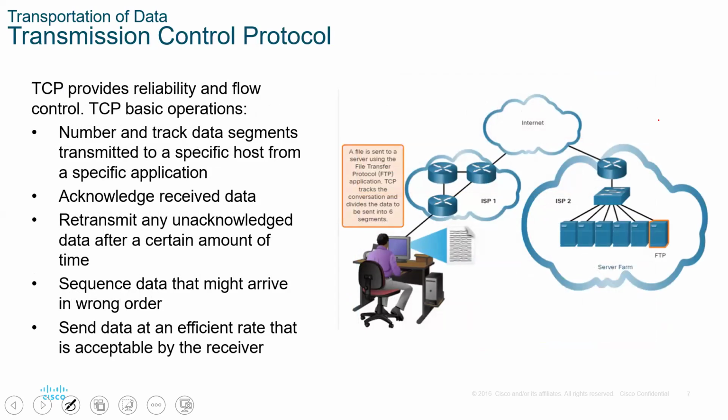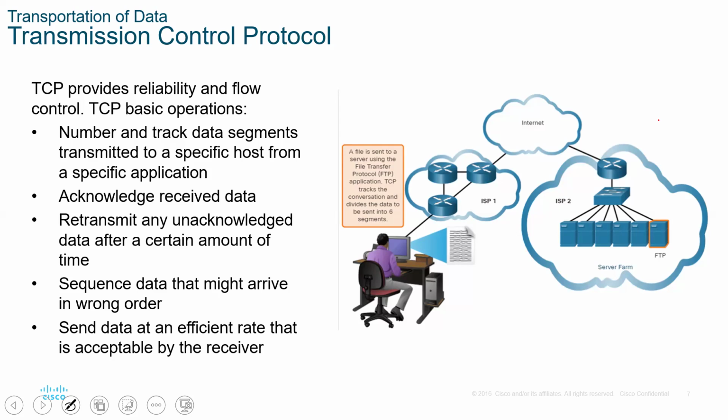So what then is this TCP? TCP stands for Transmission Control Protocol, and it provides reliability and flow control. It has some basic operations that number and track data segments transmitted to a specific host from a specific application. So that's just the whole essence. This guy is trying to send a message or access a particular server, and from the point he is trying to access it to the time he reaches it and back, TCP ensures that the data is safe. TCP ensures that everything done there can be acknowledged.